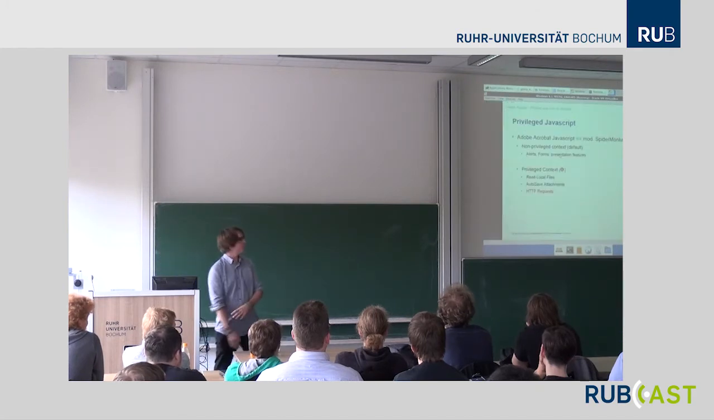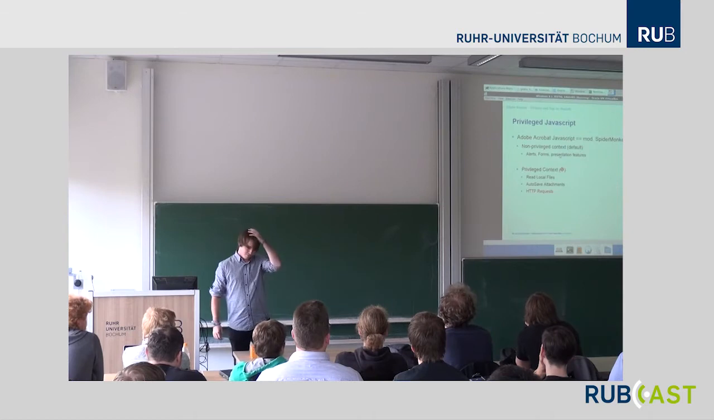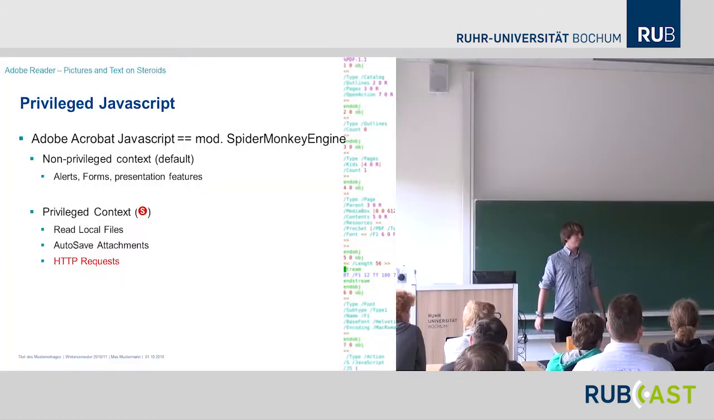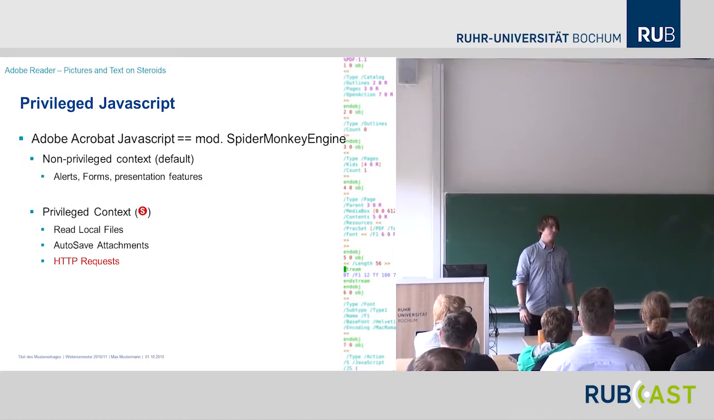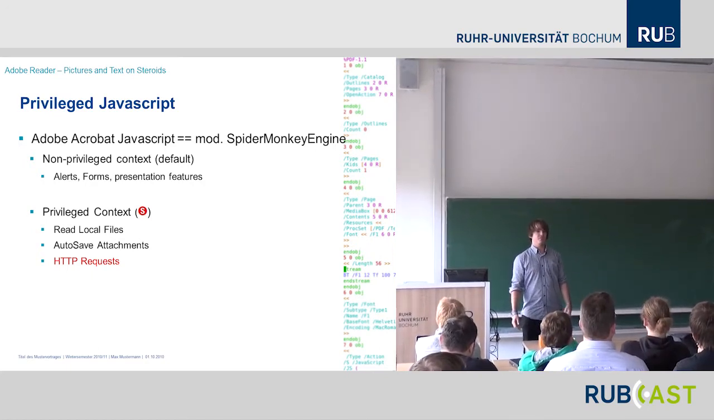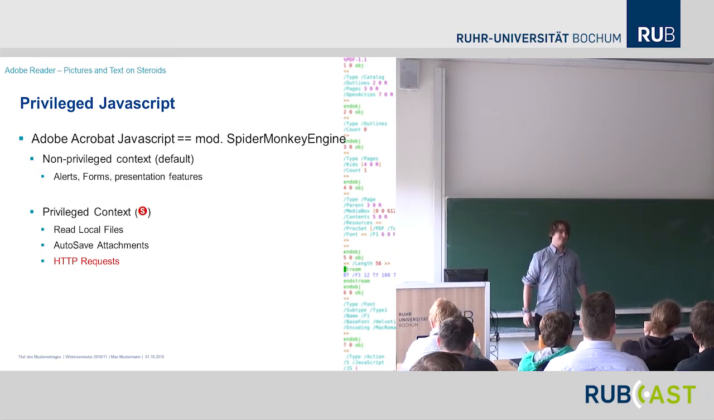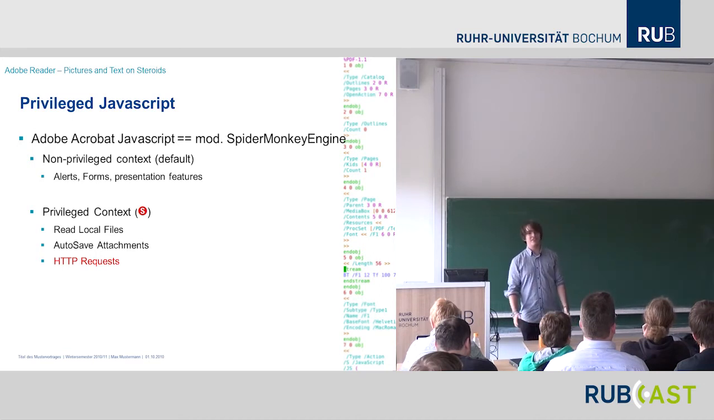So let's talk about privileged JavaScript. Adobe supports JavaScript, and they're using an old version of the SpiderMonkey engine, and they have modified it. They would have to publish it to not violate the licensing, but they always say, yeah, we're going to, and they never have. So what have they changed?